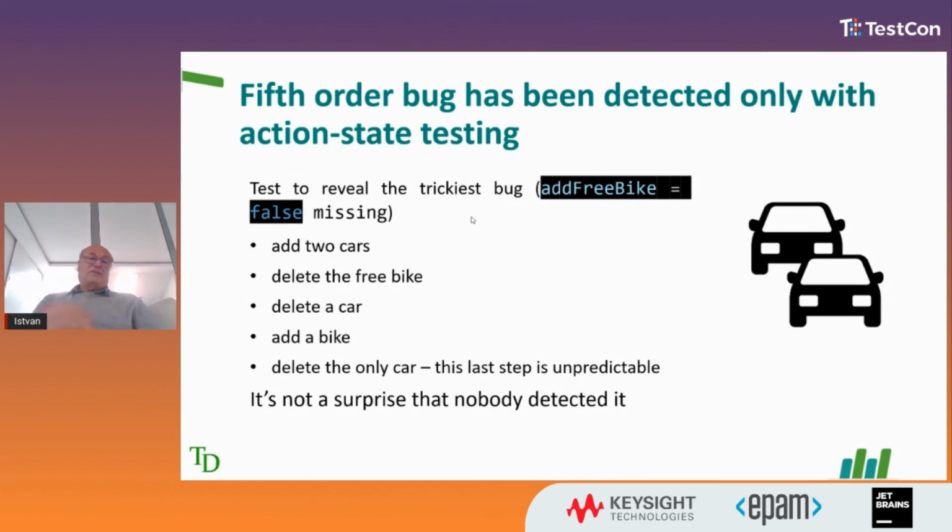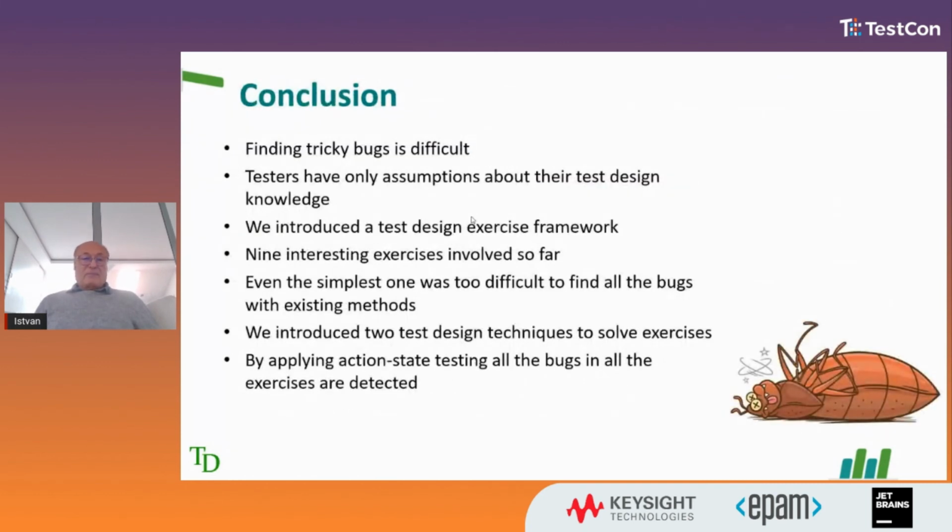And to detect this bug, you should add two cars, then delete the free bike, then delete a car, add the bike, and finally delete the only car. But this last step was really very unpredictable, so it wasn't a surprise that nobody detected it. But fortunately, this new method found this bug as well.